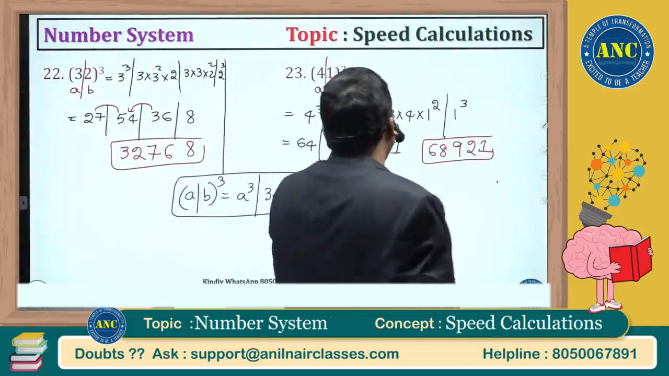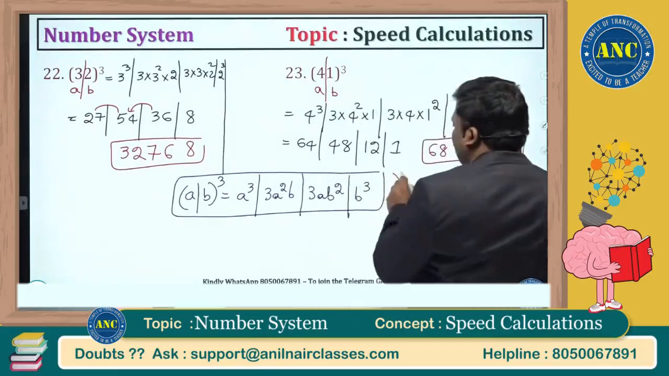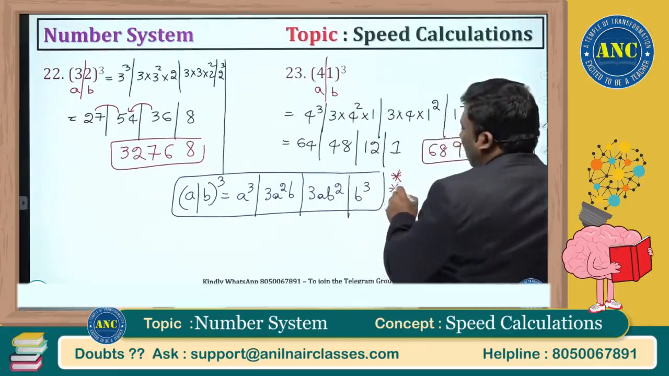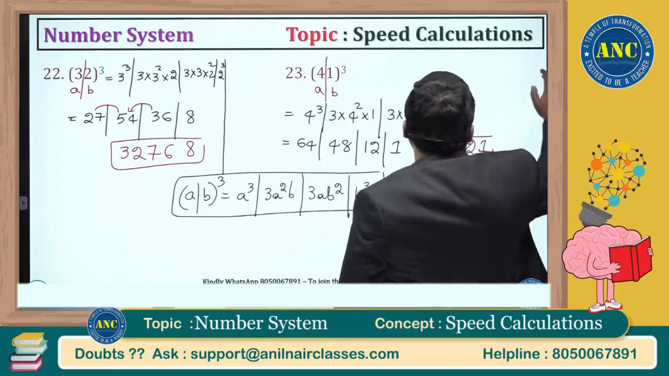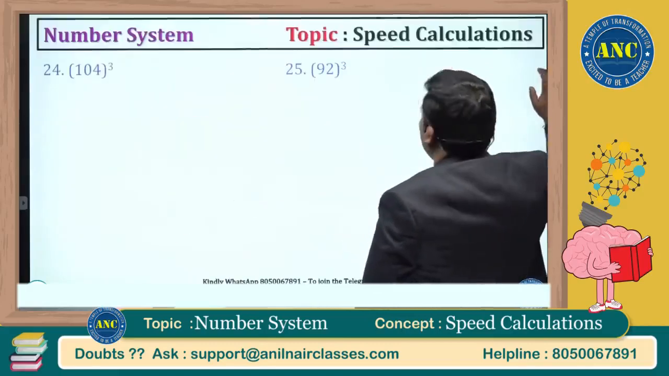32768. I hope these two questions have given an understanding of how to apply (a + b) whole cube to find the cube of a number.